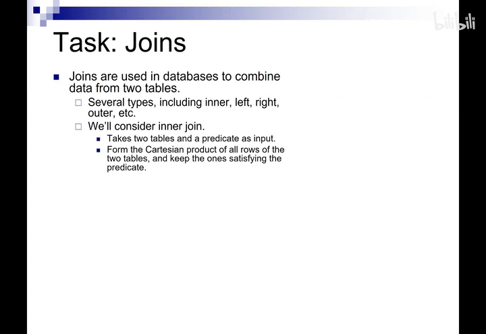So the way inner joins work is that the input to this operation is going to be 2 tables. And furthermore, we're going to have a predicate. What we're going to do is first of all form the Cartesian product of these 2 tables. I'll show you what that means later. This is going to produce a bunch of rows which are formed from these 2 tables. Then we're going to run the predicate over all of these rows, and only keep the rows which satisfy that predicate.